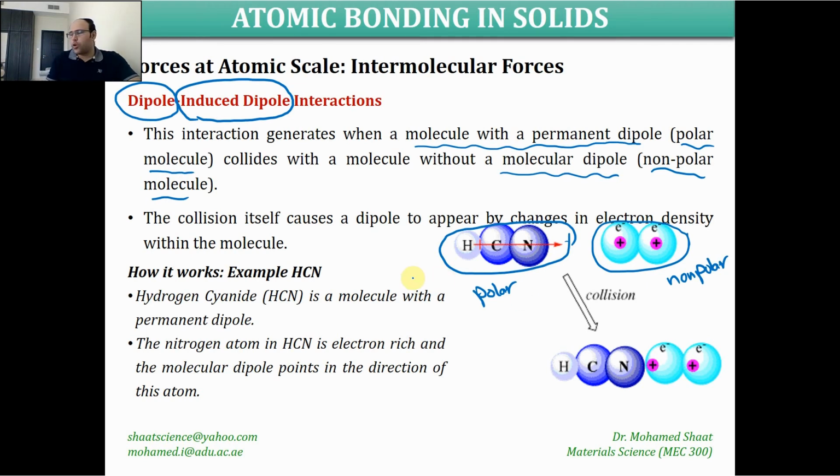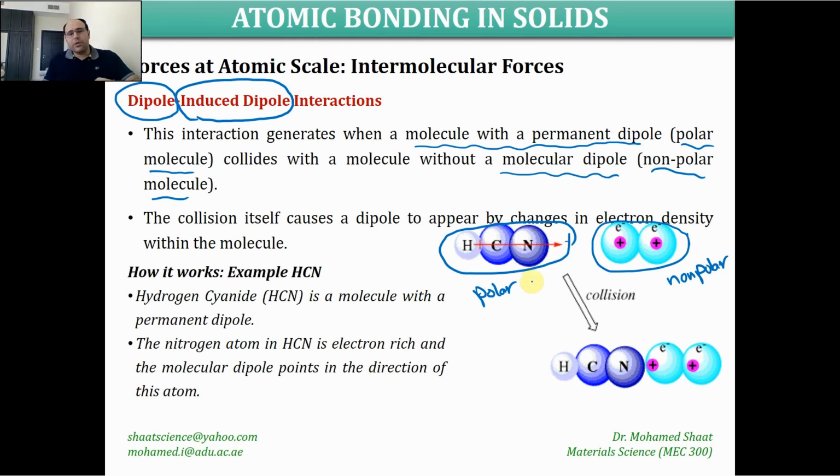But this one is polar. So what does polar mean? It has an embedded permanent dipole by nature, inside this molecule itself. Why? This side of this molecule is positive and this is the negative side. There is no symmetry here. It is non-symmetric. There is a side that is more positive than the other side, and a side that is more negative than the other side.